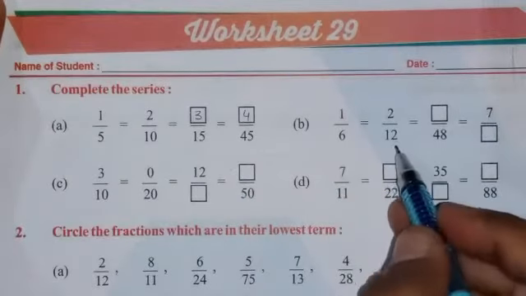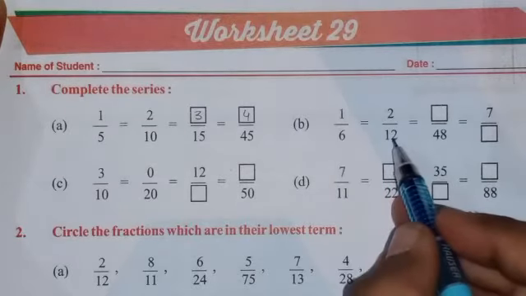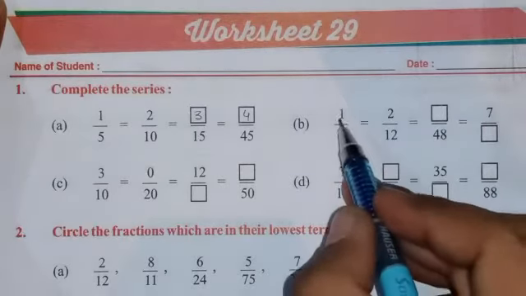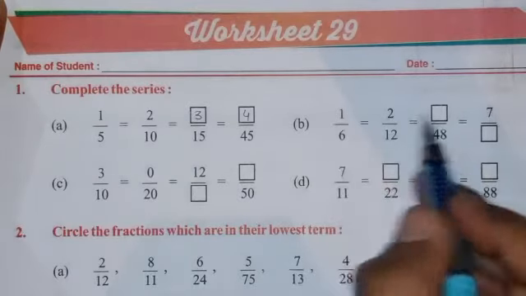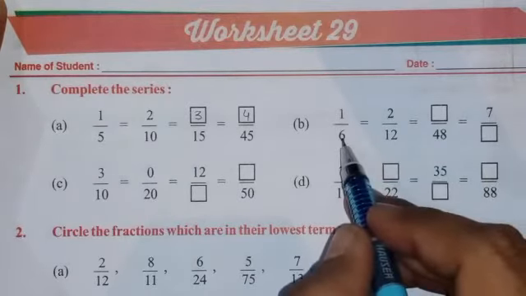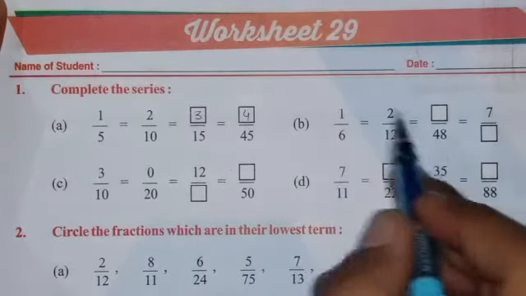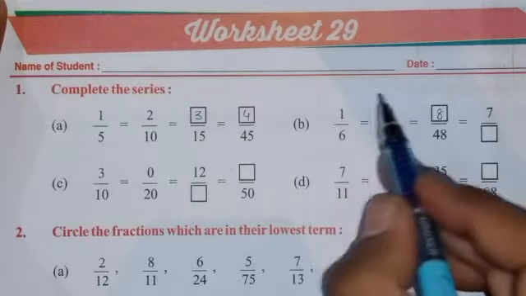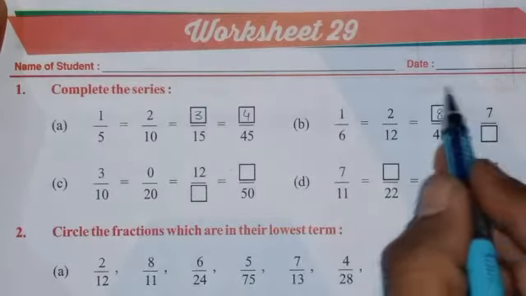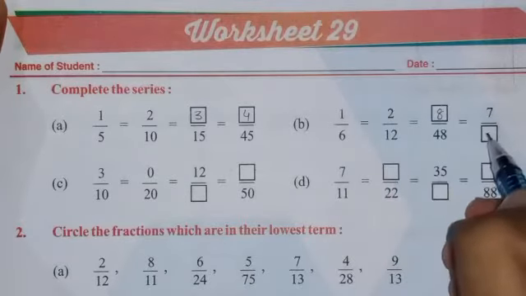Okay students, in the next question, here the table of 6 is given, 12, and here 1 then 2. Now compare this fraction with the first fraction. In the table of 6, 48 comes 8 times. 6 8s are 48. So 1 adds a 8. Now compare this with this one. In the table of 1, 7 comes 7 times. So in the table of 6, 7 times is 42.